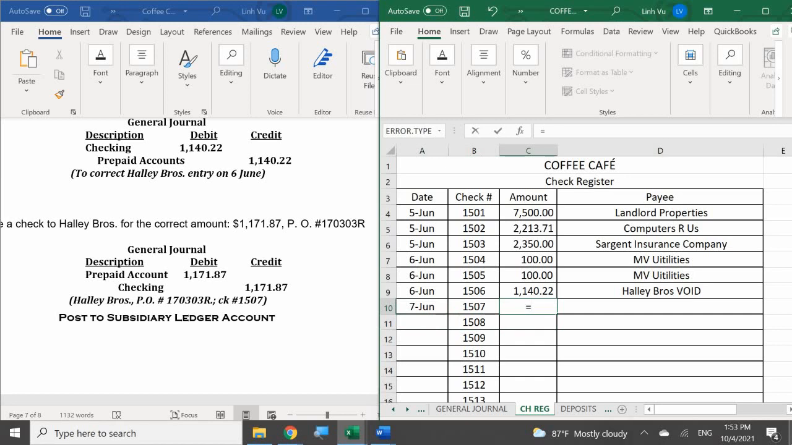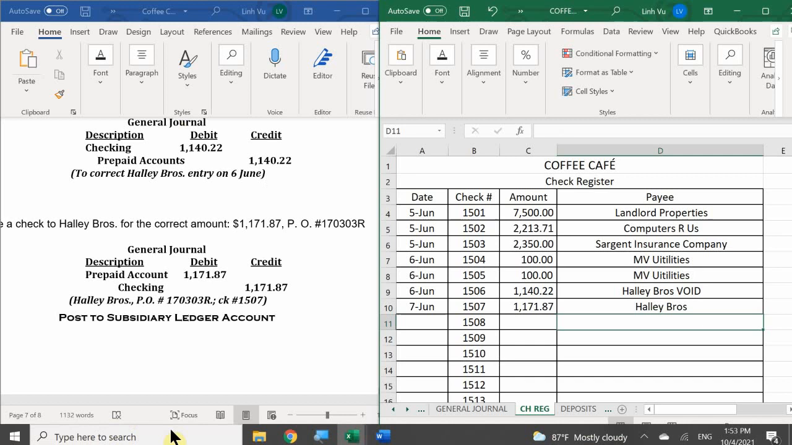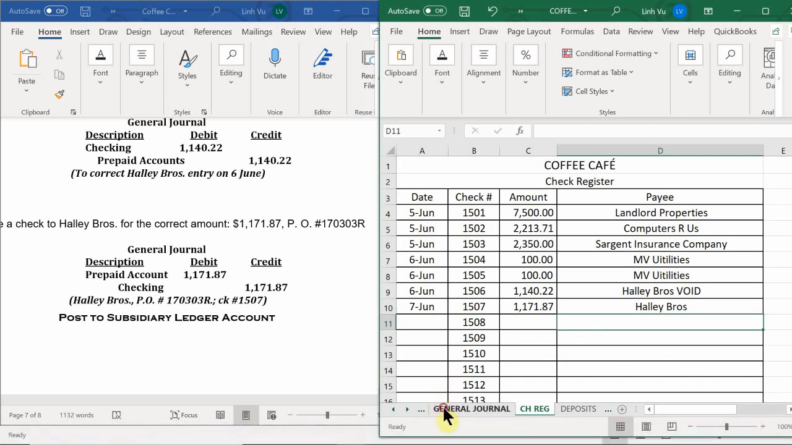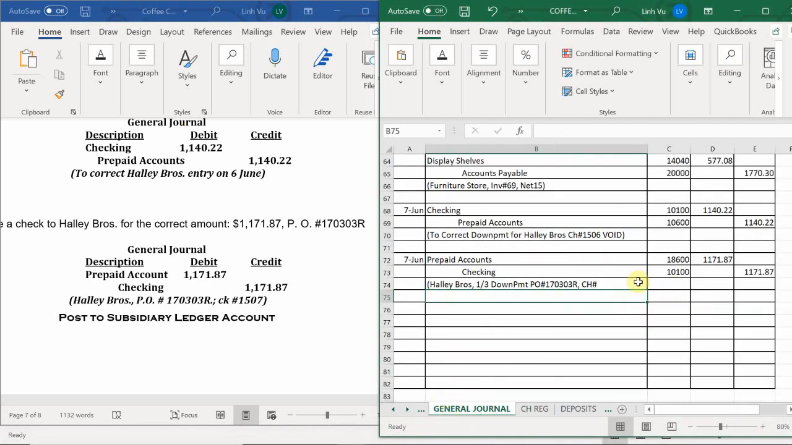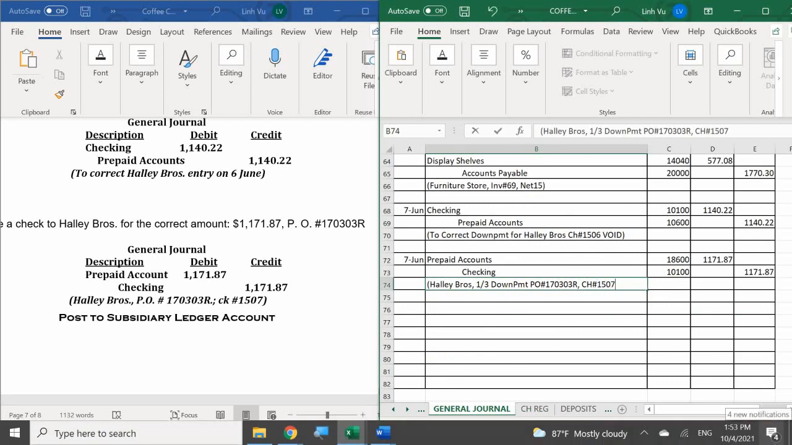We wrote a check for 1,171.87. Make sure you don't make typos, okay? And this, once again, is going to be Harley Bros. Okay. Then later we have to match with the bank statement. So yeah, check 1507, and the purchase order. Yep. Okay, so good.